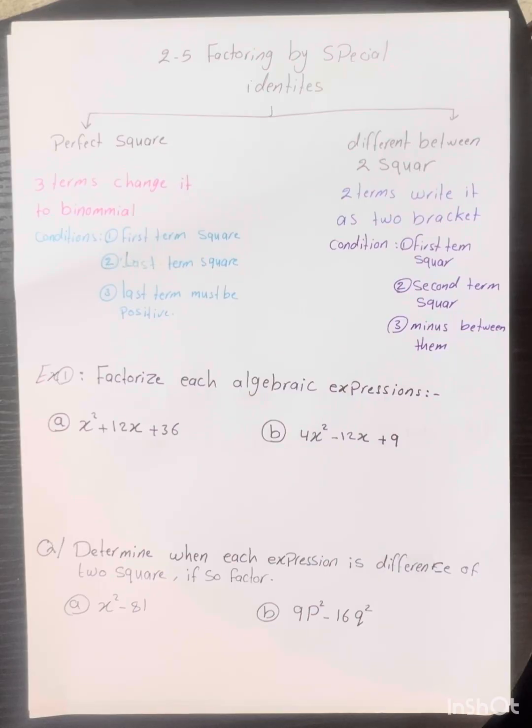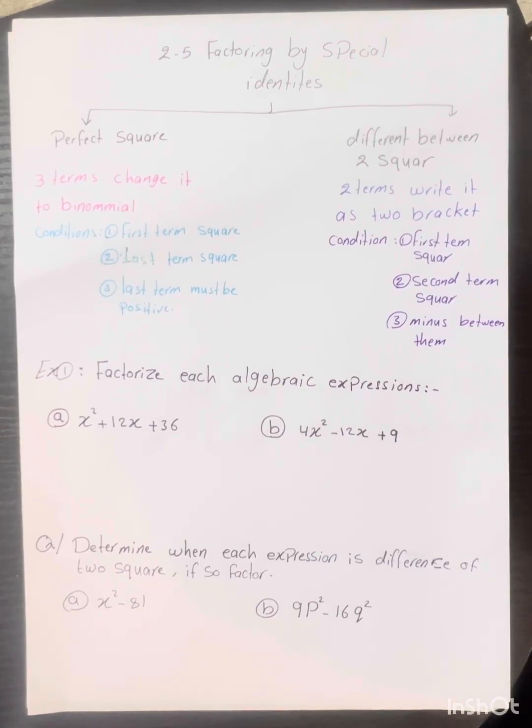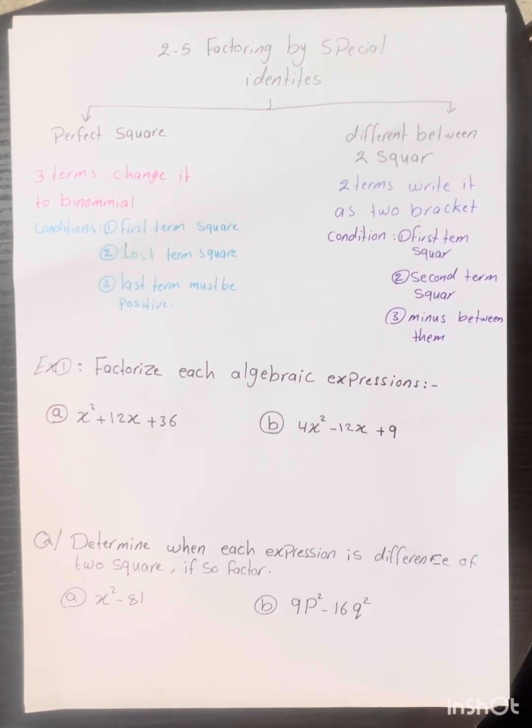For a perfect square, we must have three terms, and we have three conditions to change these three terms to a binomial. The first condition is the first term must be square. Second condition, the last term must be square. Last condition, the last term must be positive.